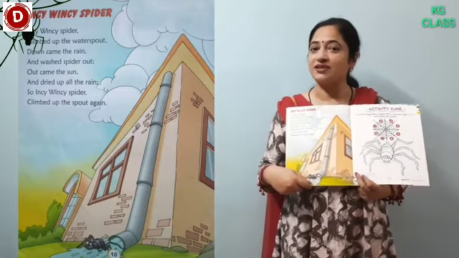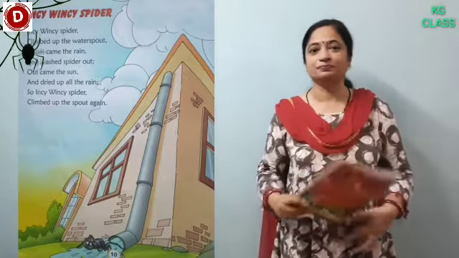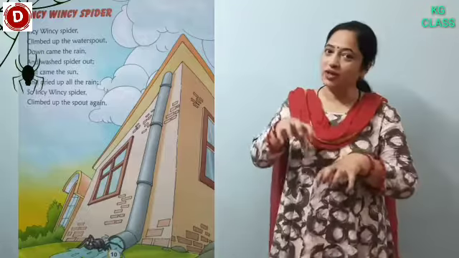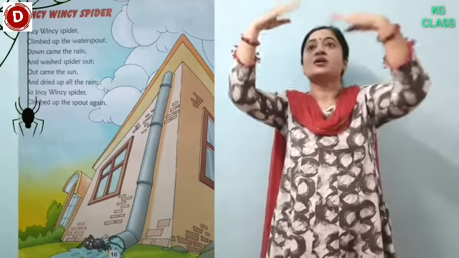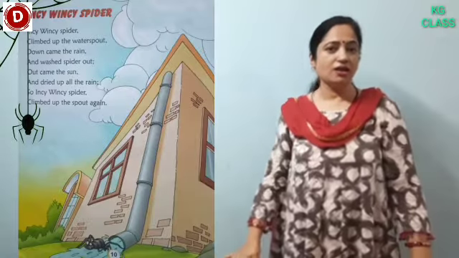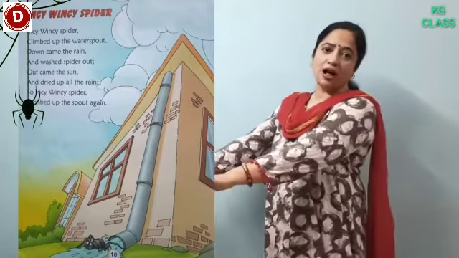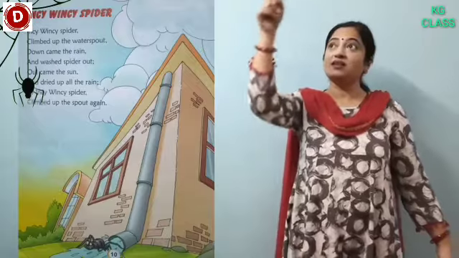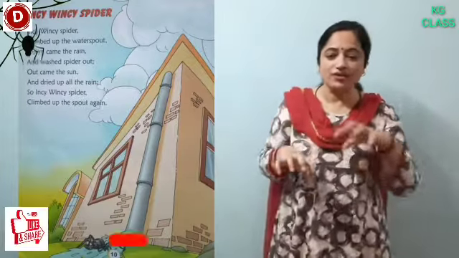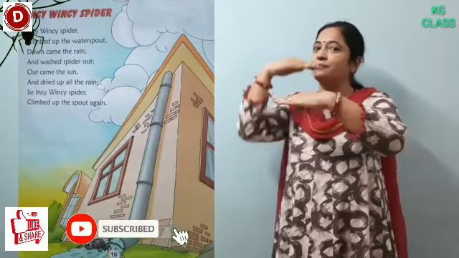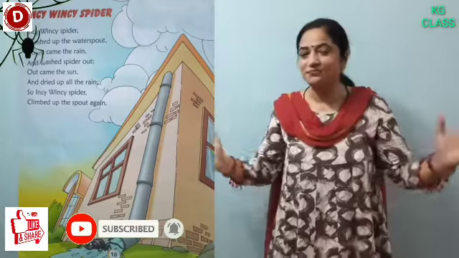So let us recite this rhyme again with actions. Incy Wincy Spider climbed up the water spout. Down came the rain and washed the spider out. Out came the sun and dried up all the rain. So Incy Wincy Spider climbed up the spout again.